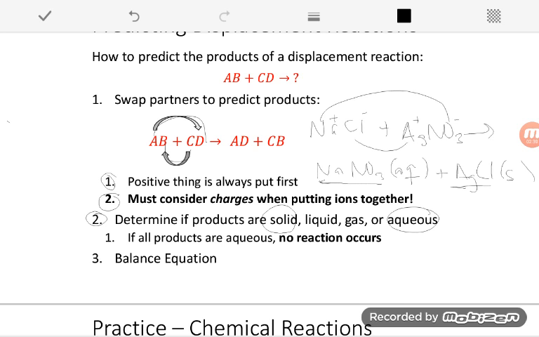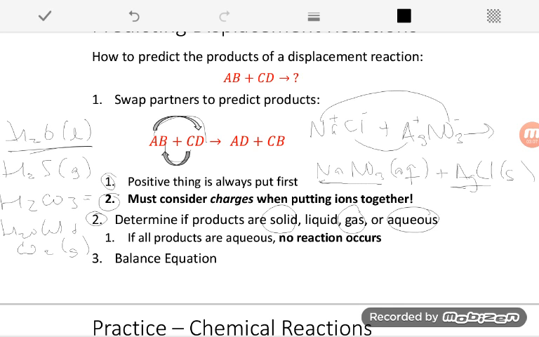Now sometimes one of your products will be water, and that's always a liquid. That's basically the only liquid that you're going to get. So if you see water, it's a liquid. Otherwise, you're not going to have any liquids. There are also 4 products that can produce a gas. If you produce H2S, that's always a gas. If you produce H2CO3, that's going to break apart to form liquid water and CO2 gas.